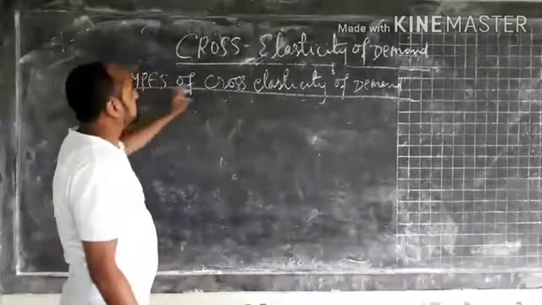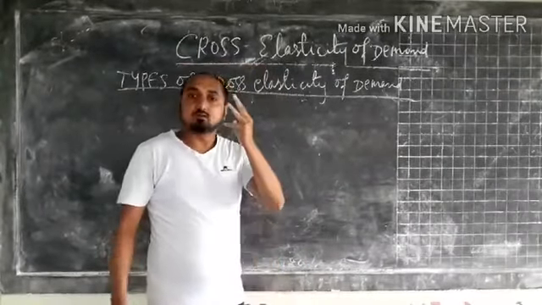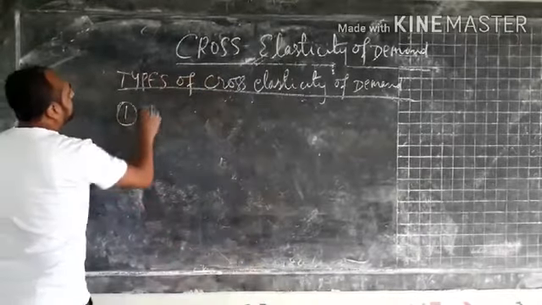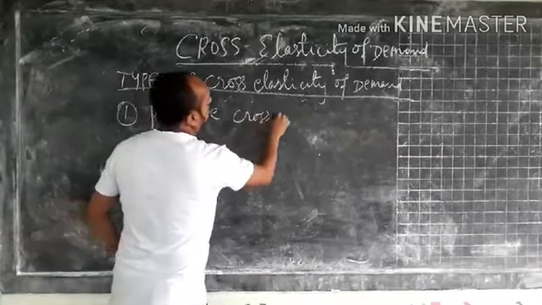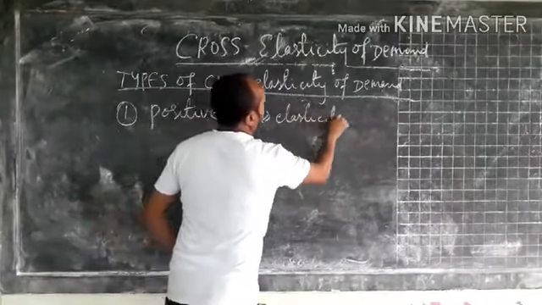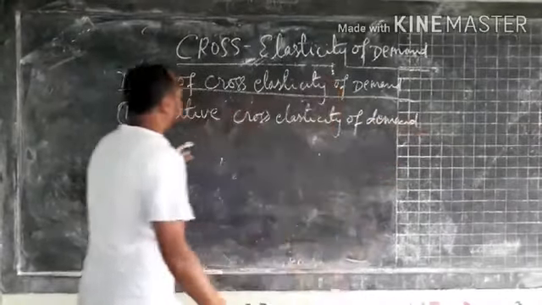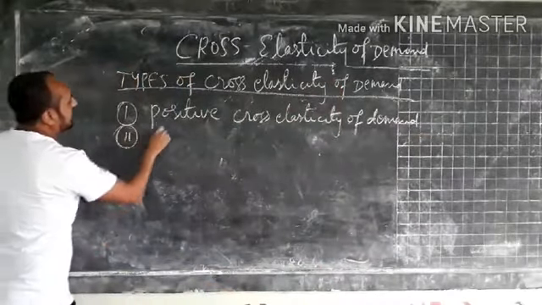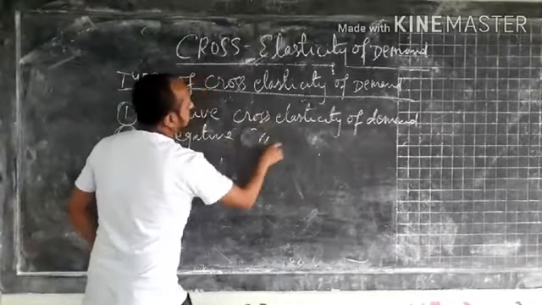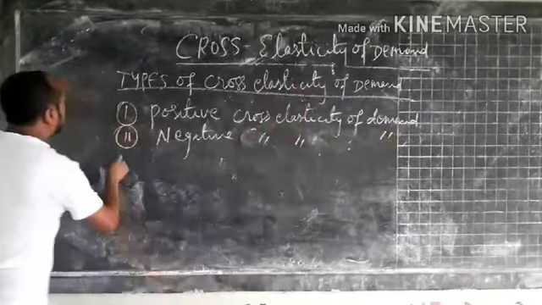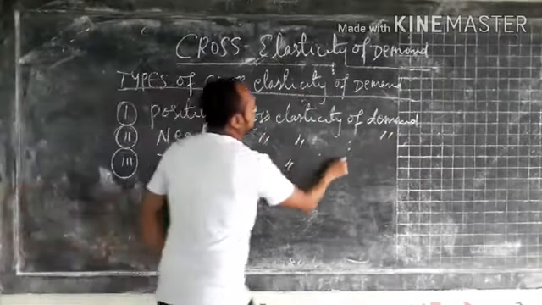Next we have types of cross elasticity of demand. Cross elasticity of demand is of three types. Number one, positive cross elasticity of demand. Number two, negative cross elasticity of demand, and number three, zero cross elasticity of demand.